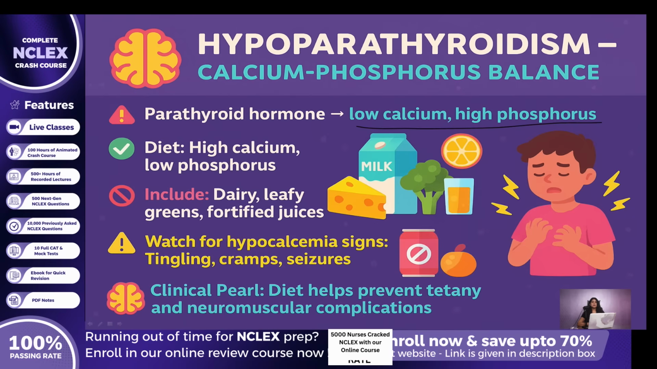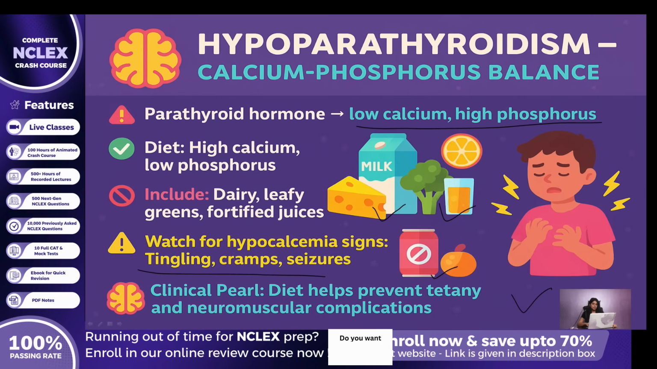A high calcium, low phosphorus diet helps restore balance, reducing symptoms like muscle cramps, tetany, and seizures. This dietary adjustment is essential to prevent complications from hypocalcemia. Clinical pearls: encourage calcium-rich foods like dairy, leafy greens, and fortified juices. Limit phosphorus sources like soft drinks, cheese, and processed meats. Watch for signs of hypocalcemia such as tingling, muscle spasms, or seizures.